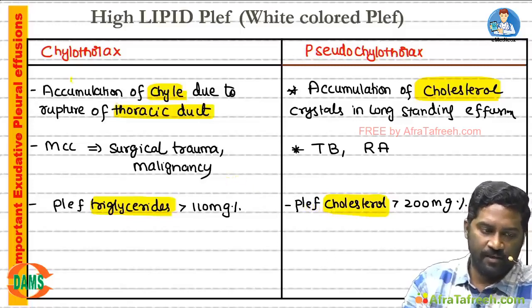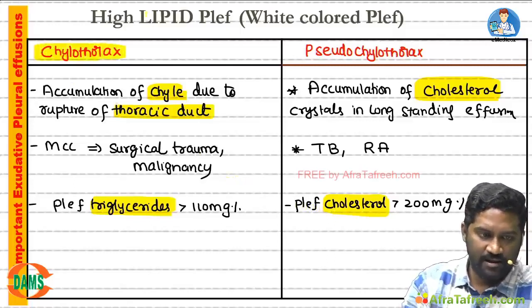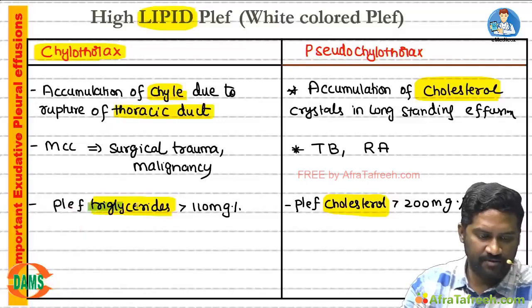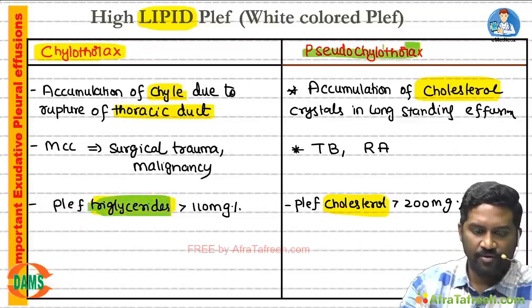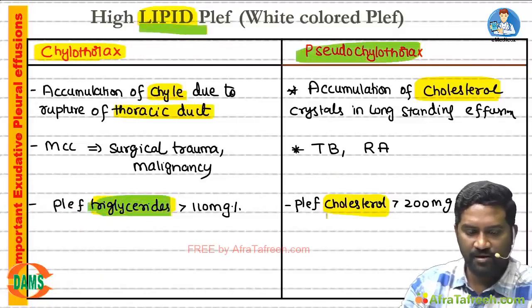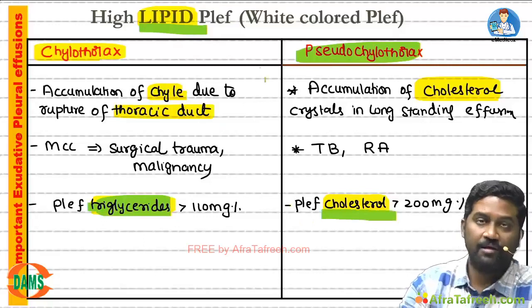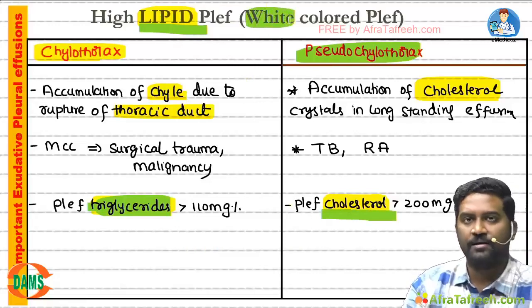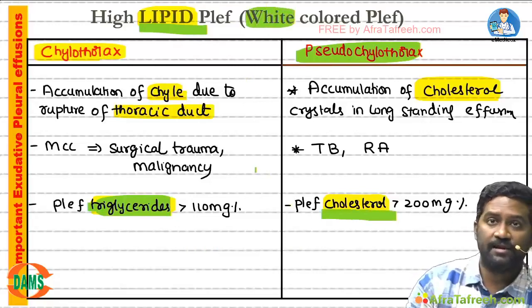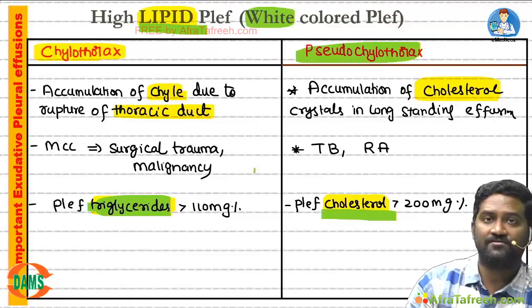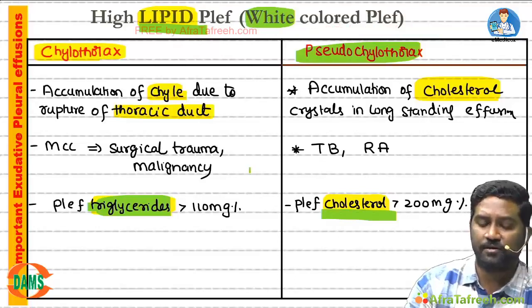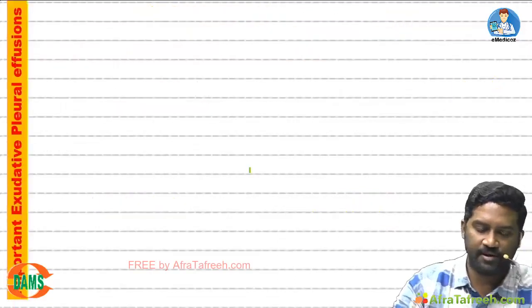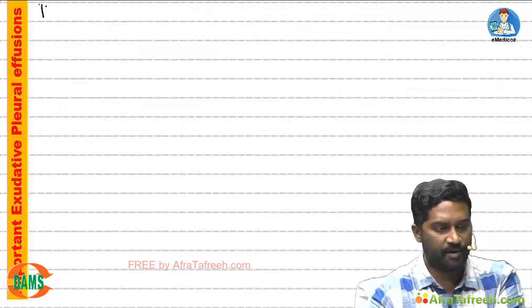So if they ask you, in chylothorax, what is the lipid elevated? Your answer should be triglycerides. In pseudochylothorax, what is the lipid elevated? Your answer should be cholesterol. Because they are lipids, the color of the effusion will be white. Both are white colored pleural effusions. So what is the lipid elevated in chylothorax? It is triglyceride. What is the lipid elevated in pseudochylothorax? It is cholesterol.